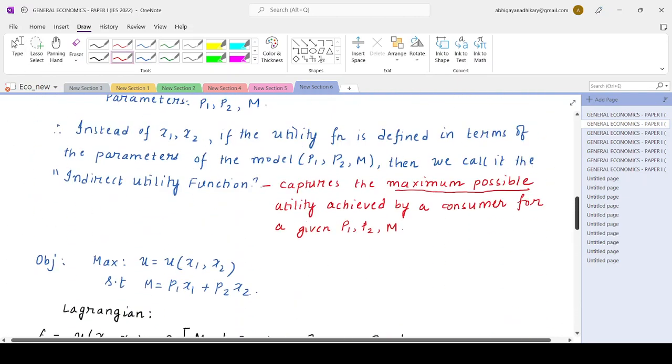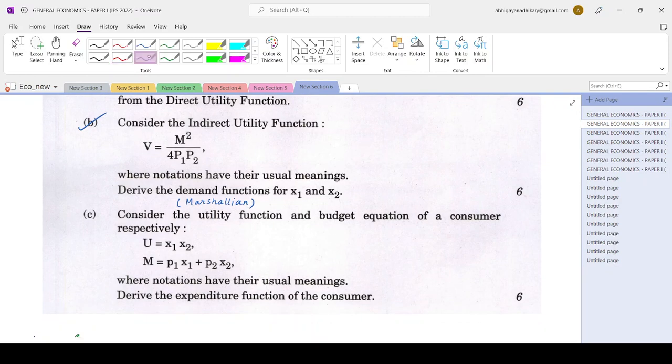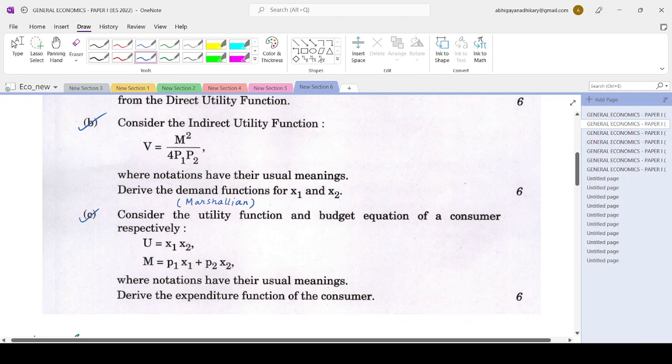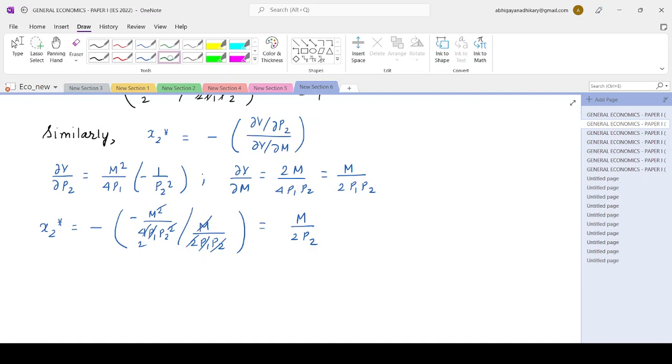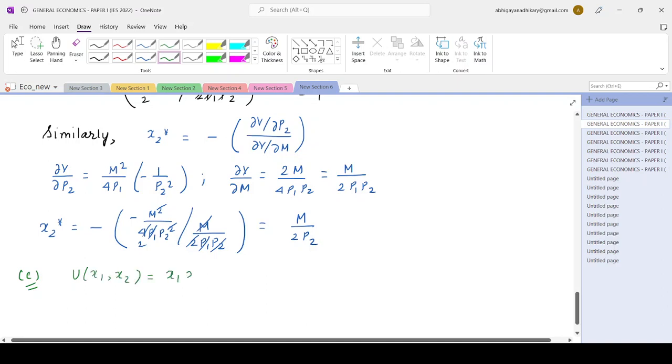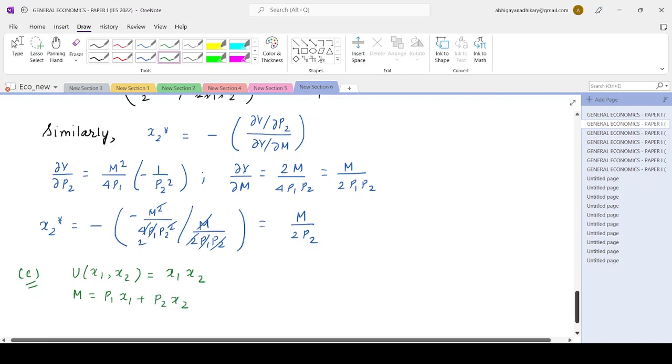Now coming to the third part of the question. Consider the utility function and the budget equation of a consumer, respectively given by a Cobb-Douglas utility function and a budget constraint, where notations have the usual meaning. We need to derive the expenditure function of the consumer. Okay, so let us write down the essential information and then we can start. U as a function of x1, x2 is simply a Cobb-Douglas, and the budget constraint is p1 x1 plus p2 x2.